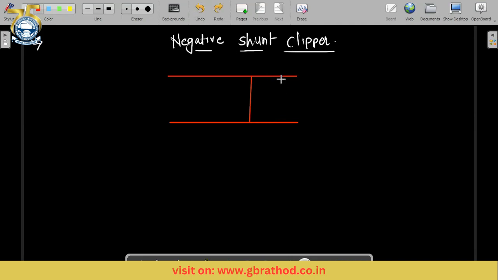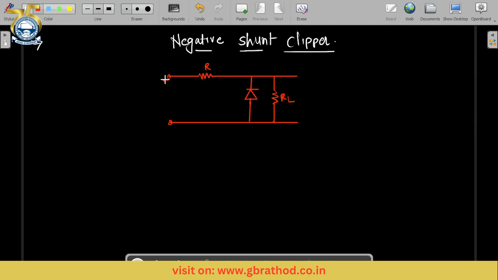Now I'm drawing it properly. Over here I'm just going to draw the diode part. This one is the source resistance. The diode has its cathode terminal here. The diode is in shunt, you can see, and I'll draw the other components. This is the source, and this one is the load resistance RL.